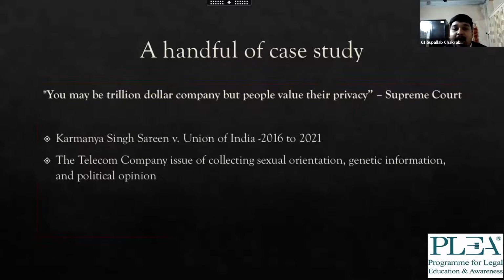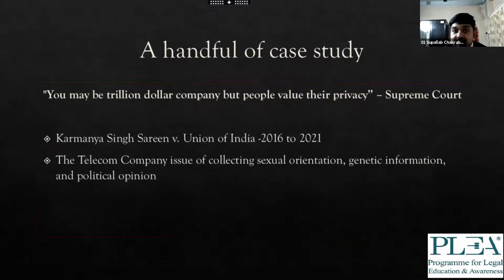What happened is a backlash from the users saying, why are you collecting this information? And they had to come out and publicly apologize, saying that this was a drafting mistake, and we don't really collect all this information, and we will be careful, and they had to amend the privacy policy.